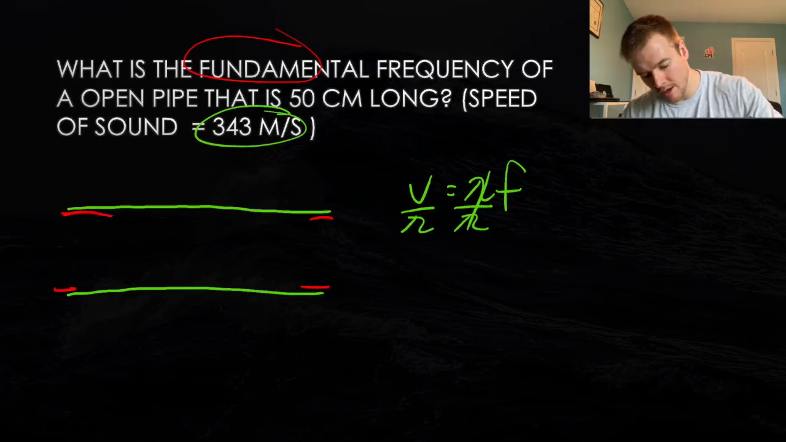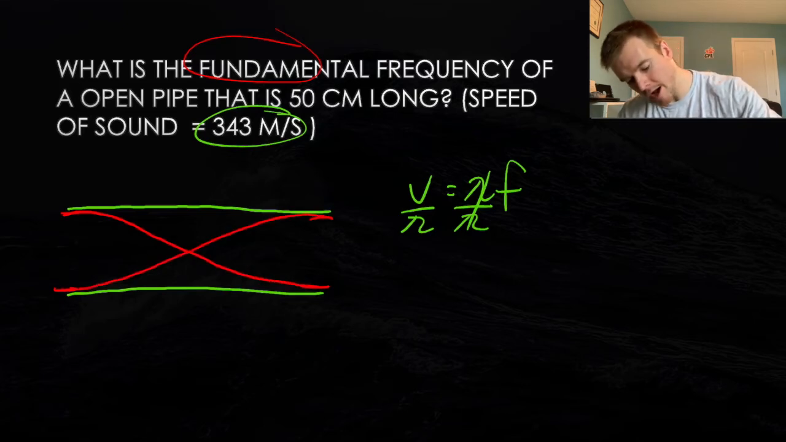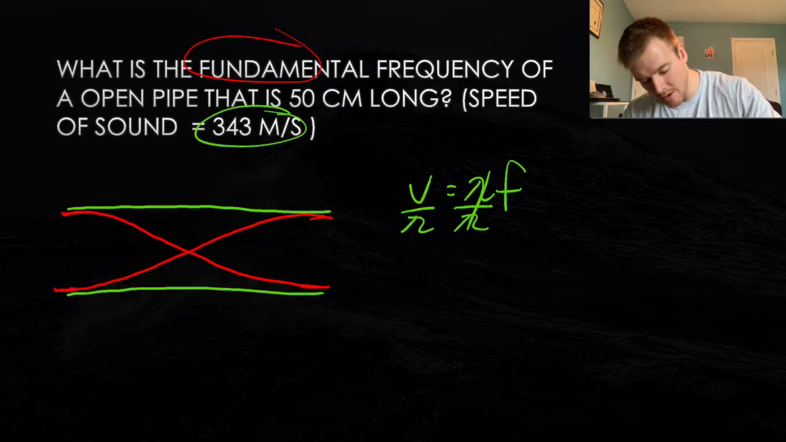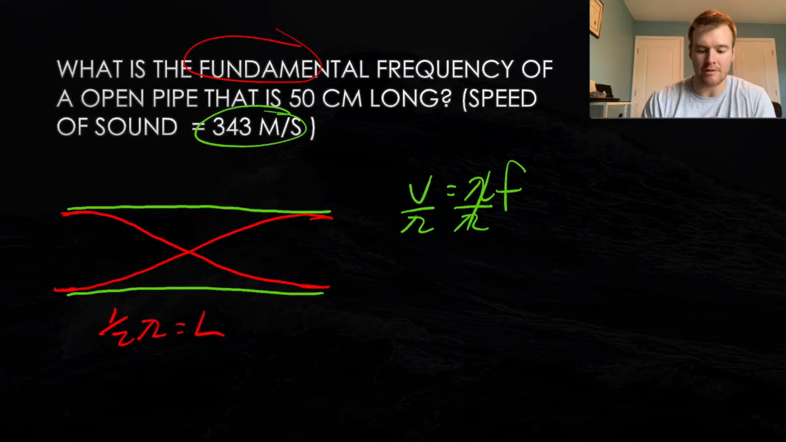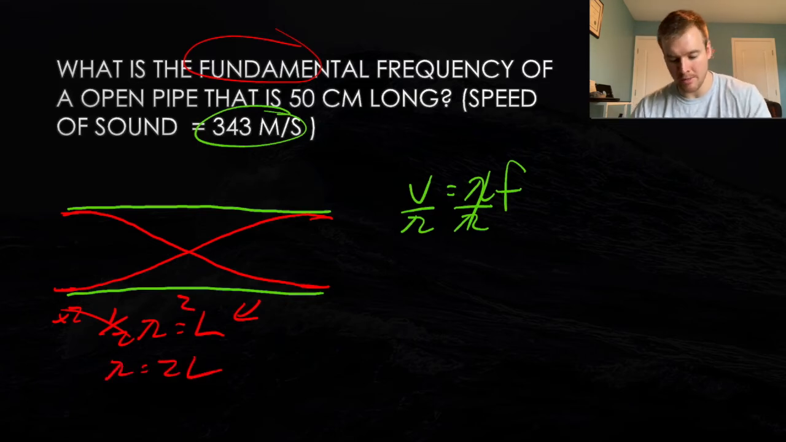So we go from here down there, here, up there, and we know that this is half of a wavelength. So from this we know half of a wavelength is equal to the length of the pipe. Now we can use that length of the pipe to figure out the wavelength. How do we rearrange this for wavelength? Well, to get rid of half, we're going to times by 2 and times by 2 on this side. So wavelength is equal to 2 lengths of the pipe.